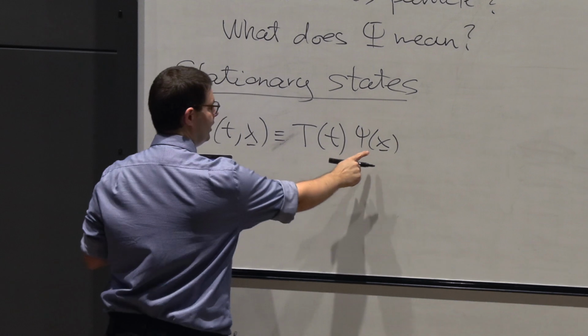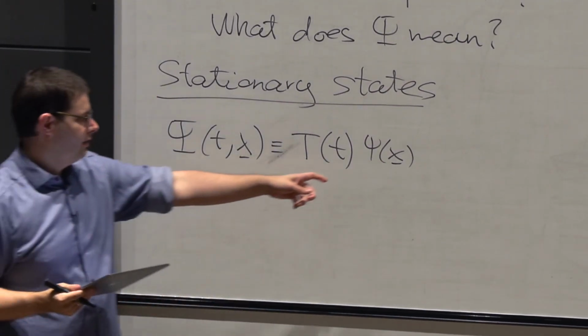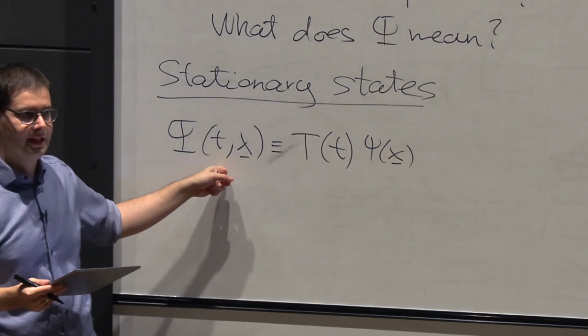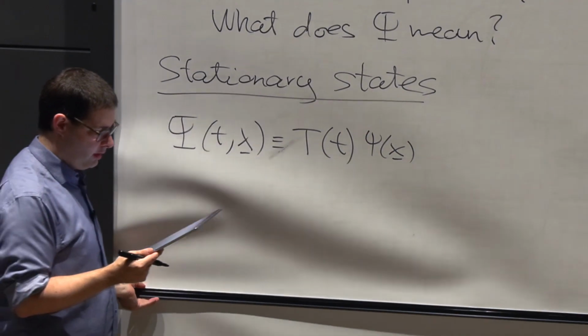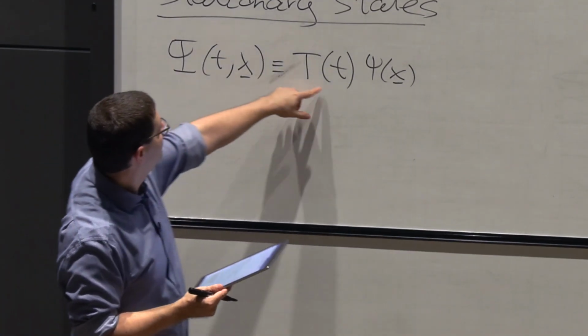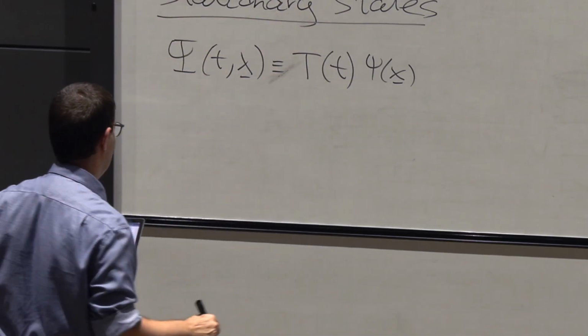So I'm distinguishing capital psi and small case psi. This one doesn't depend on t. This one depends both on t and x. Okay? And we will plug this trial solution into the equation and divide.